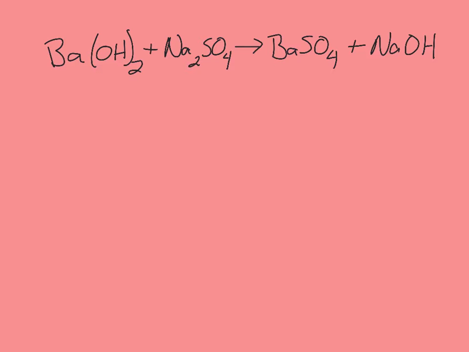So we were given this equation on one of the sheets. Ba(OH)2, the OH in brackets, plus Na2SO4 produces BaSO4 plus NaOH. And we were told to balance this equation. So I'm going to get started. I just want to draw a line here to kind of start us off.